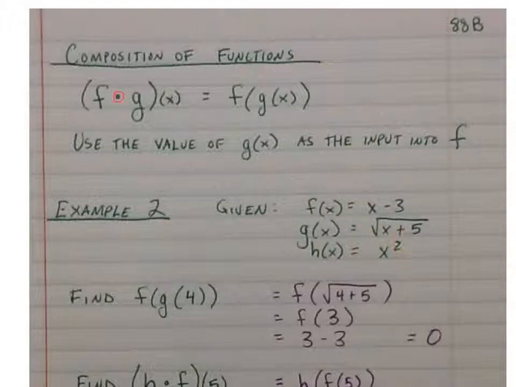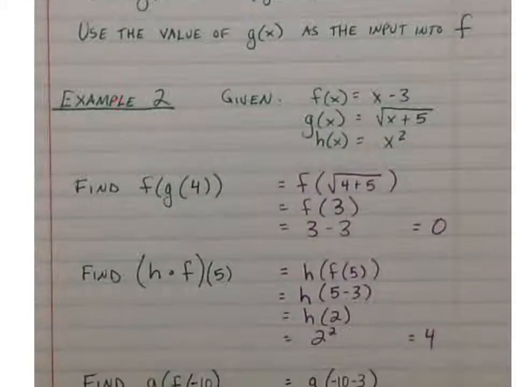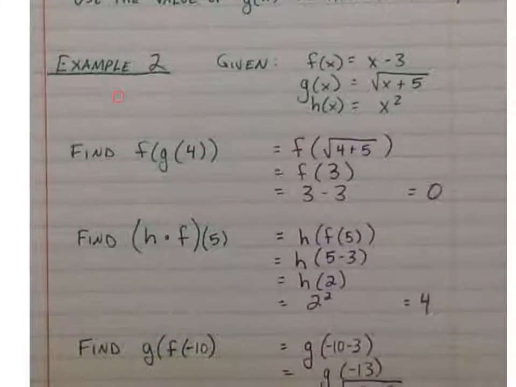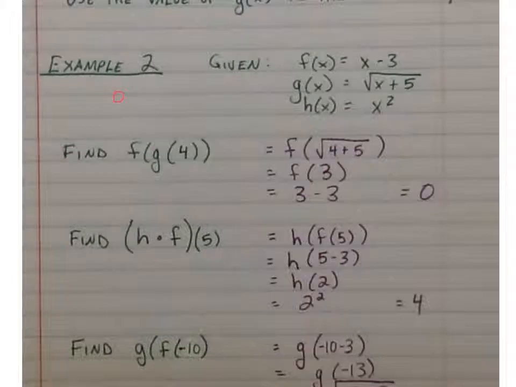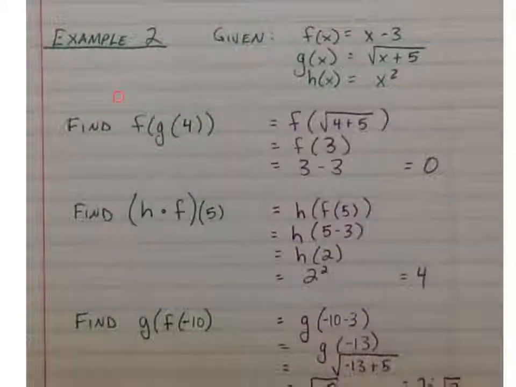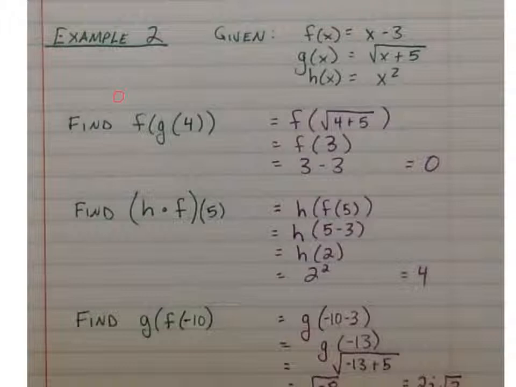We're given 3 possible functions, and we're asked to find f of g of 4. That means we're going to plug g into f. So g is root x plus 5, and they want it for 4, so we do root 4 plus 5, which is basically equal to f of root 9, which is f of 3. Then we stick 3 into the function of x minus 3, and we get 0.